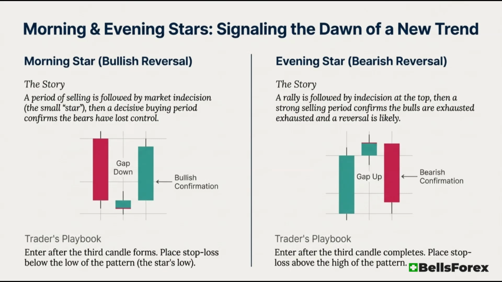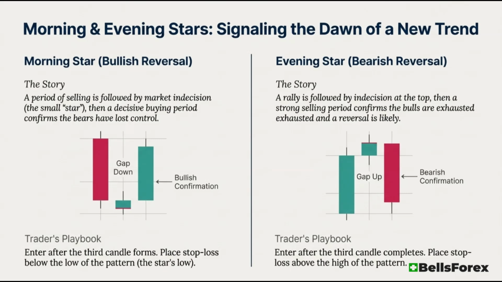So the morning star is the bullish one. It appears after a downtrend. Tell us how those 3 candles sequence out. Okay, so it begins with a strong, definitive, bearish candle. Sellers are clearly still in control at that point. Then comes the small, often very short-bodied candle. We call this the market taking a breath. It's that moment of indecision. It shows the bears couldn't push the price much lower.